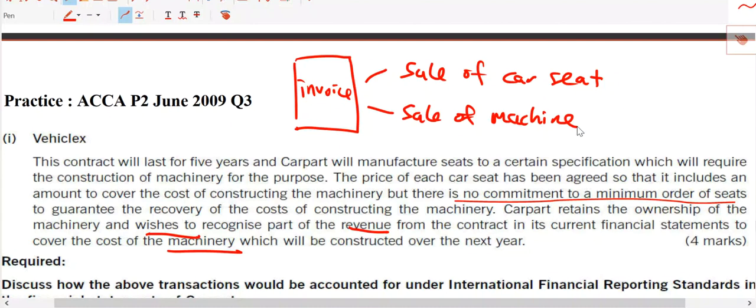Okay, so forget about all these technical, difficult words in the accounting standard. We try to use our own words. Do you think Car Park, which is us in this case, can recognize revenue from sale of machine? The car seat, confirm can. In fact, there's a main contract to make car seats to sell. But how about sale of machine which they wish to make? Maybe you can take some time to think about it.